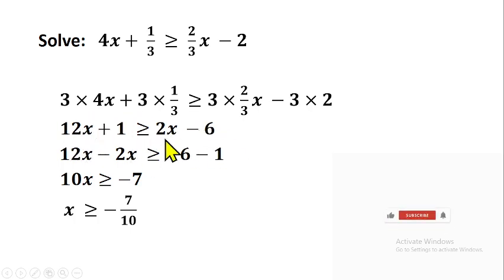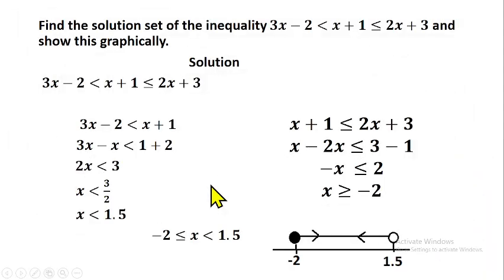So we can see that you can now work easily with this one by collecting like terms. So then we have 12x, this will come here, minus 2x greater than or equals to minus 6. This one comes here, you have minus 1. Then 12x minus 2x will give us 10x greater than or equals to minus 6 minus 1, which will give us minus 7. Then we can divide both sides by 10. So that will give us x is greater than or equals to minus 7 over 10. I hope you understand that very well also. It's very simple.